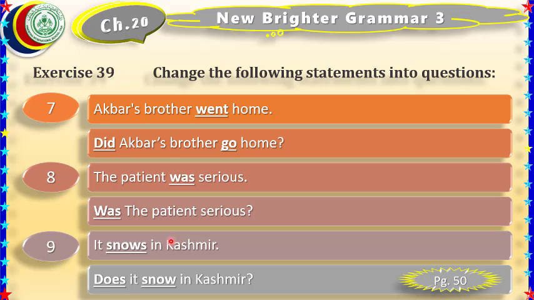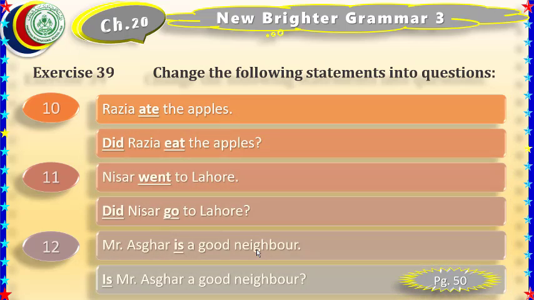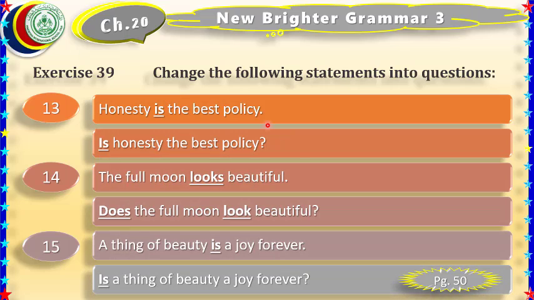It snows in Kashmir. Snows will change into does it snow. Razia ate the apples. Ate will change into did Razia eat. Nisar went. Went is second form of the verb. It will change into did Nisar go. Mr. Asghar is, to change it into a question, is will come in the beginning of the sentence. Honesty is the best policy. Is will come in the beginning of the sentence to change it into a question.